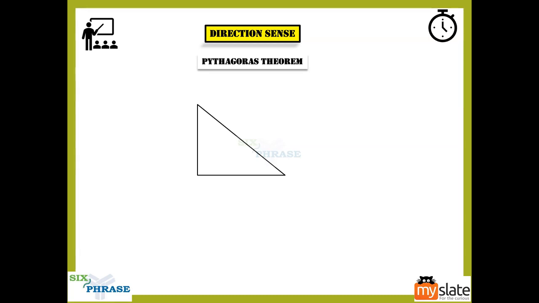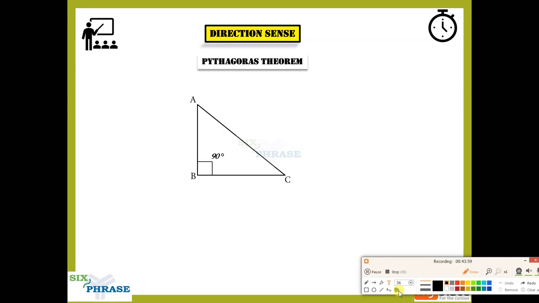When do you call a triangle a right angle triangle? Take a triangle ABC, and angle B is 90 degrees. When one of the angles of a triangle is 90 degrees, we call it a right angle triangle, guys. We call it a right angle triangle because one of the angles is 90 degrees.